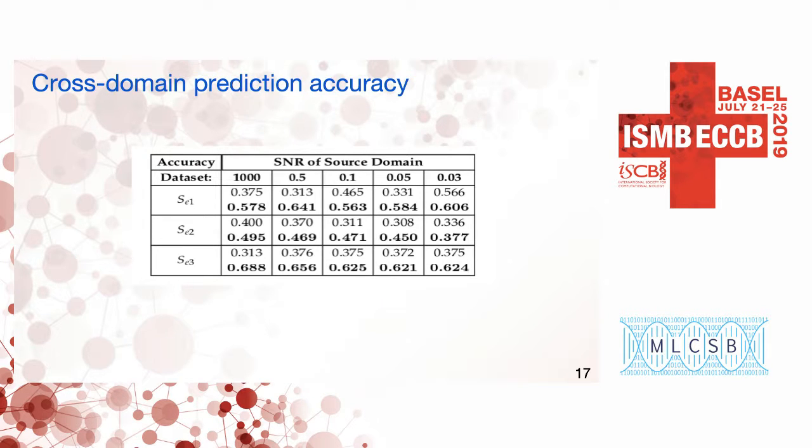So we train the model on simulated datasets and predict on those experimental datasets. Without domain adaptation, the classification accuracy is close to random guess. And although domain adaptation significantly increased the accuracy, we still think there's a large room to improve in the future.